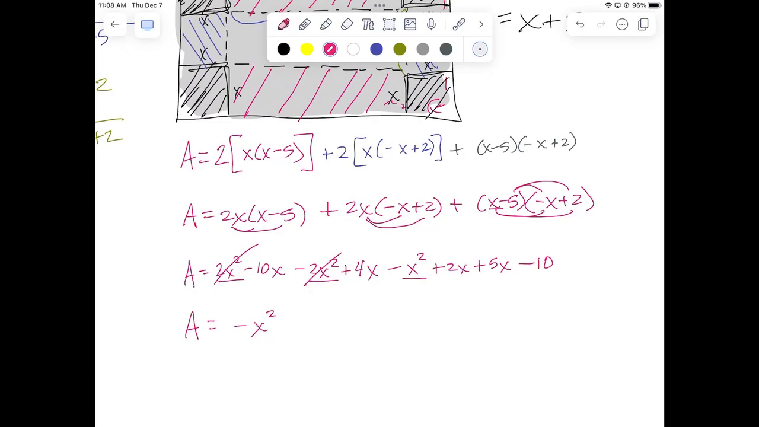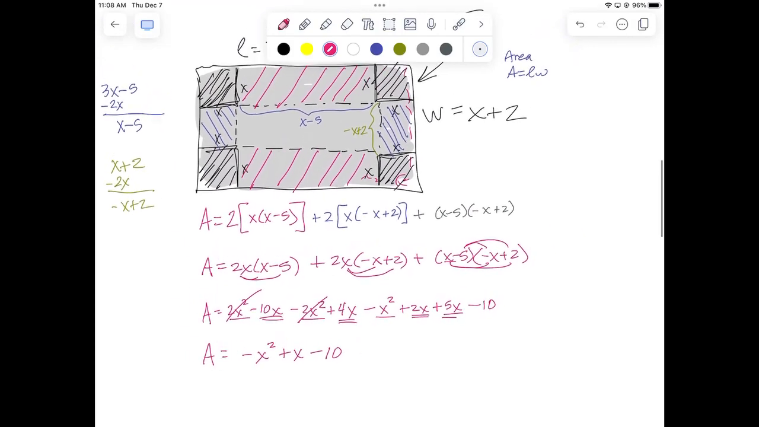And then I look for my x terms. I got a negative 10x, a 4x, a 2x, and a 5x. I got a lot of x terms. Wow. Let's see. I'm going to add them from right to left. 5x plus 2x is 7x. 7 plus 4 is 11x. And 11 minus 10? Positive x. And then lastly, the only guy that's left is minus 10. Yeah, minus 10.